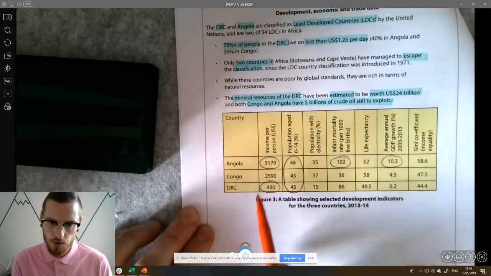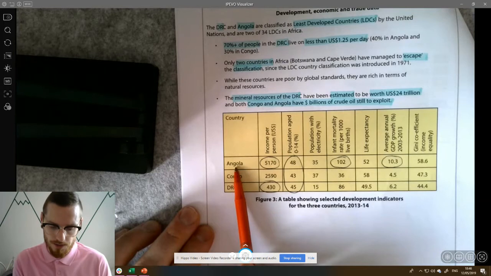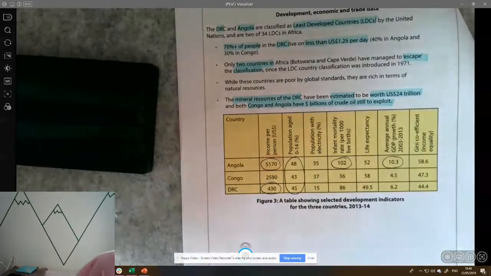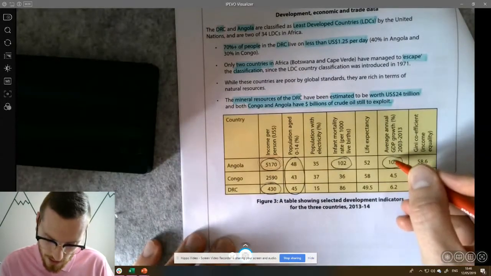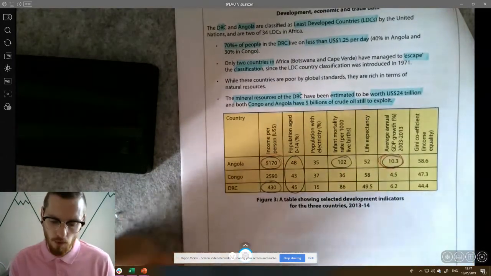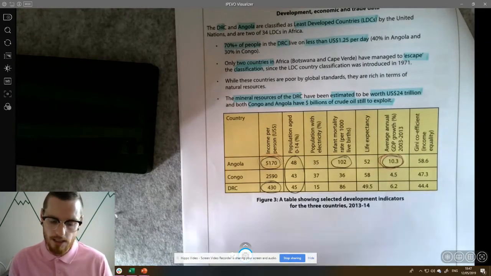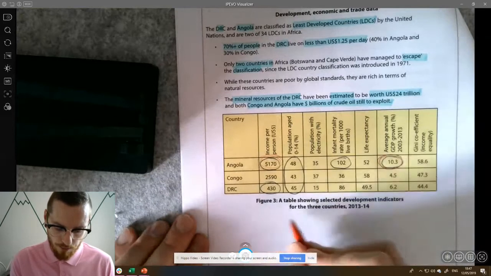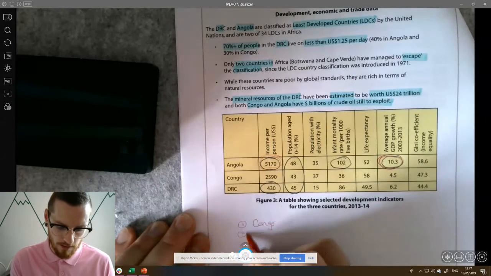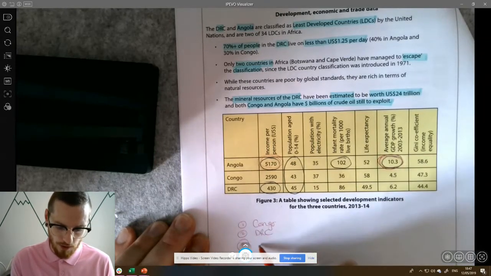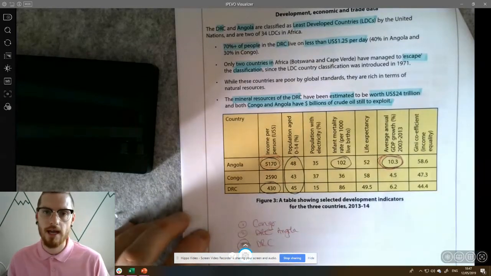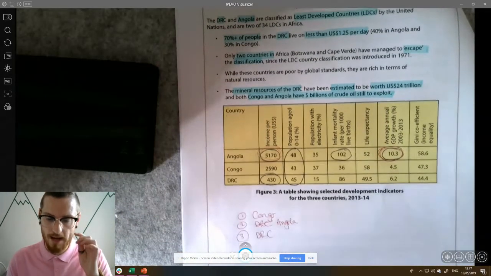So first off, a lot of students suggested that Angola was the most developed, and they used the income per person, and they also used the average annual growth rate. So what they were looking for here was for you to really analyze in depth, and I would probably say that my ranking would be Congo first, then Angola second, and the third would be the DRC. And then I'm going to use data from the actual resource to back that up.